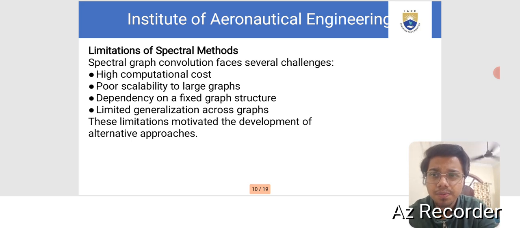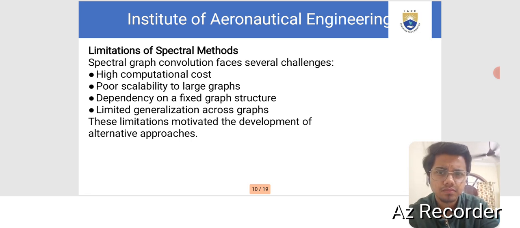Limitations of spectral methods. Spectral graph convolution faces several challenges: high computational cost, poor scalability to large graphs, dependency on a fixed graph structure, and limited generalization across graphs. These limitations motivated the development of alternative approaches.